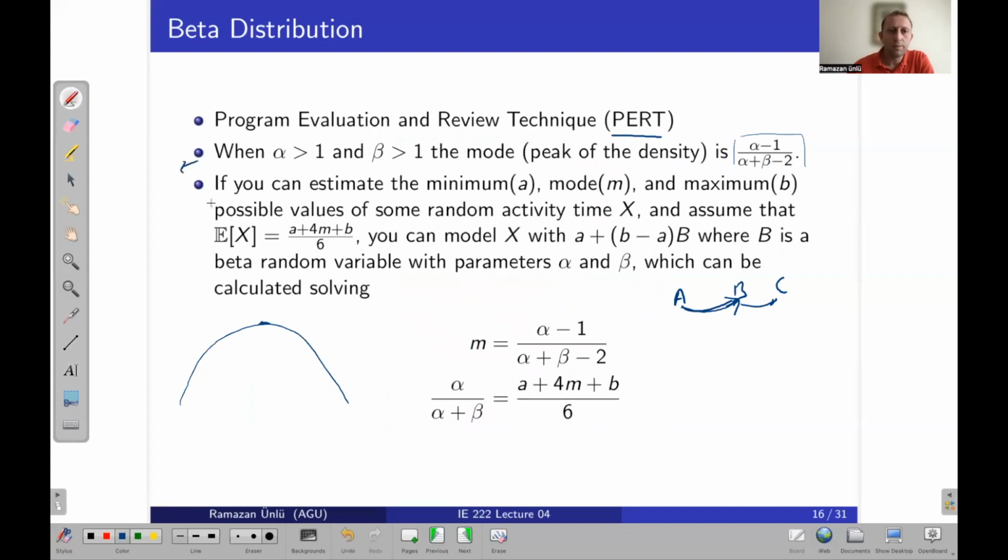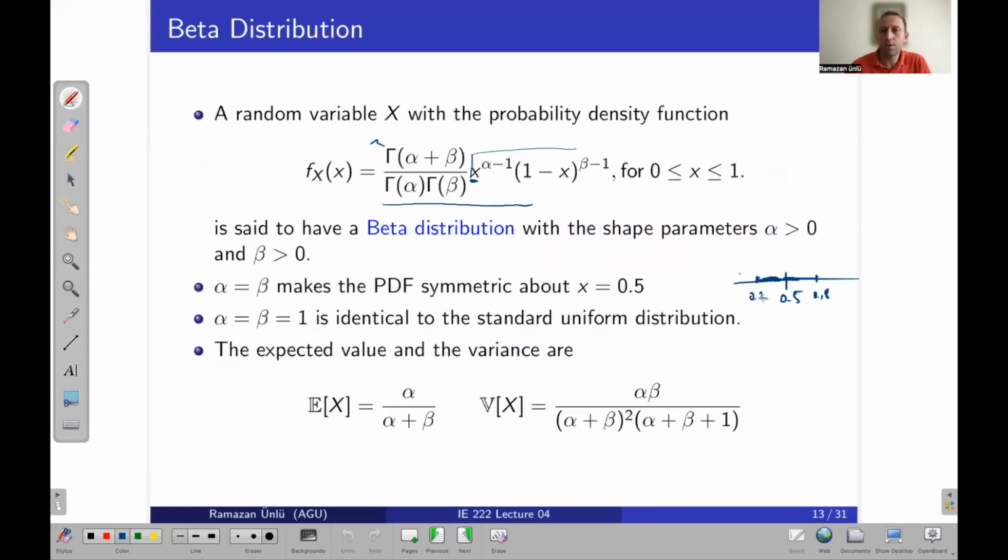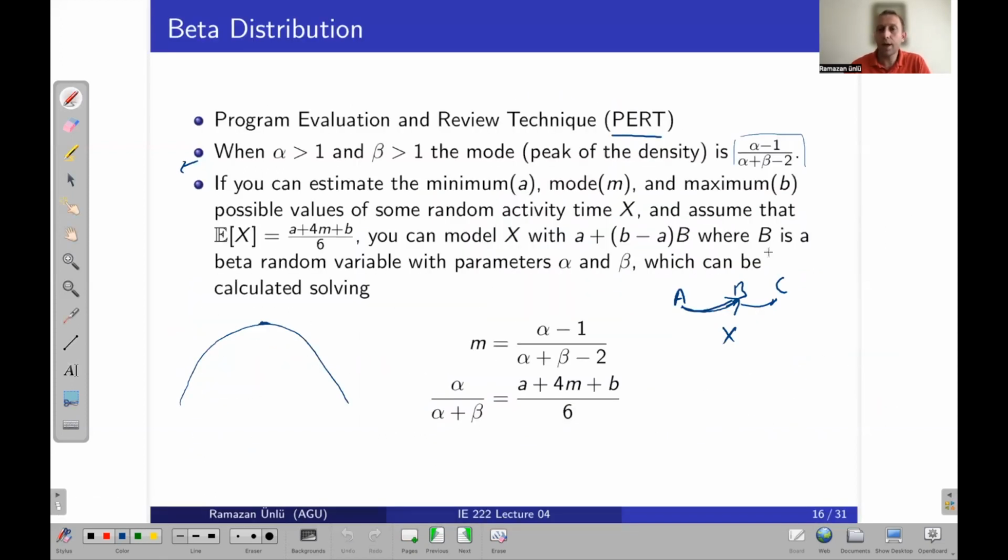We know that one, and if we can estimate the minimum, the mode, and the maximum possible values of some random activity time X. Again, in our project, X is not ranging from 0 to 1. In the beta distribution, we say that X will be between 0 and 1. But in the special case, X is not ranging between 0 and 1. Maybe it will range 0 to 5, something.